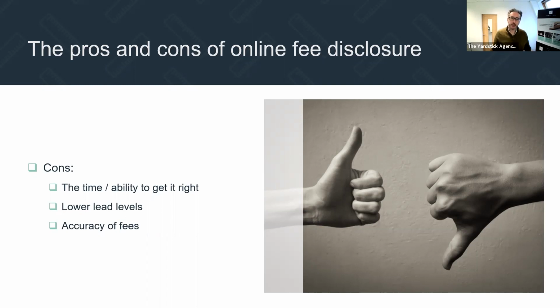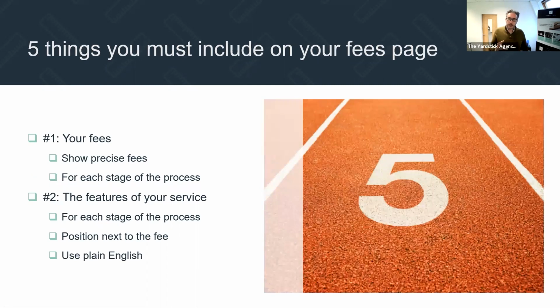But if you're going to do it, then these are the 5 things we believe you must include on your fees page. So the first, pretty obviously, is your fees. This is a fees page. If you are disclosing your fees, that's the place to start. And for me, you need to disclose your fees for each stage of the process. The initial planning fee, if you charge one, the implementation, the ongoing fee. So you need to disclose your fees at each stage of the process.